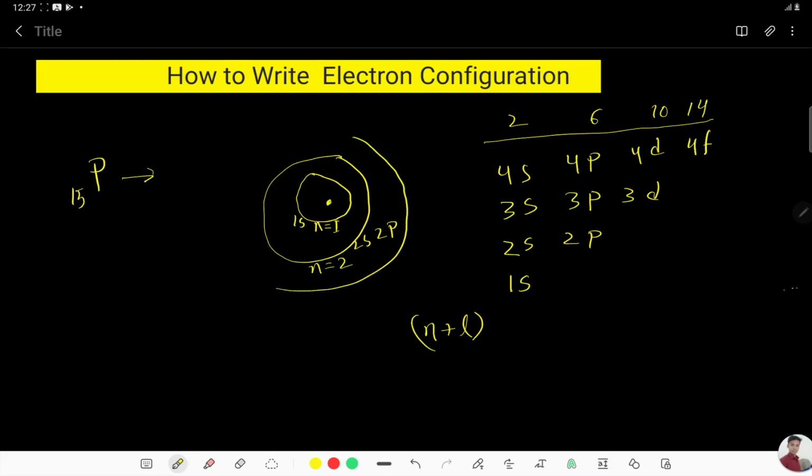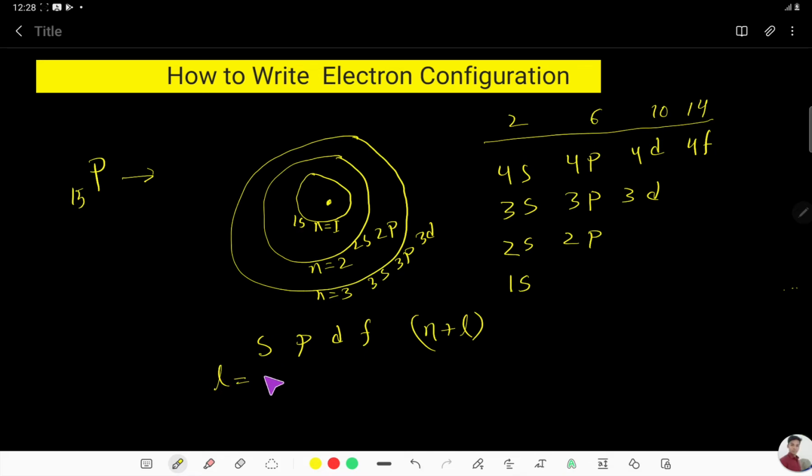For the third energy level we write n equal to 3, and here we have 3s, 3p, 3d. In the third energy level we have 3 subshells. The s, p, d, f subshells can be identified by the value of the azimuthal quantum number.